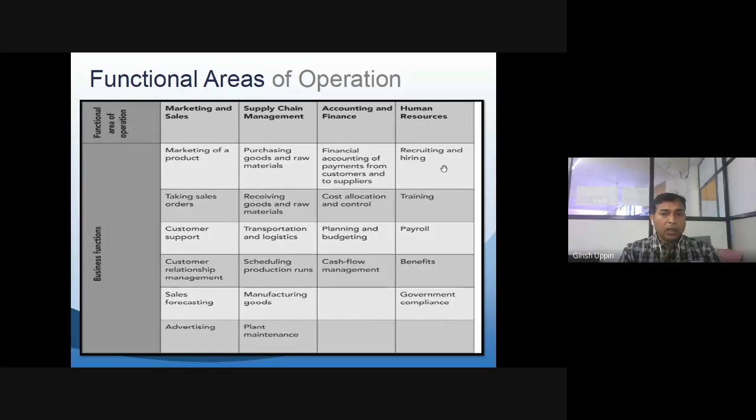Human resource. Recruiting and hiring, that is the most important activity for the HR. Then training, payroll, making sure that the payroll system is present, and whatever the salary, the taxes, and the fees, all those are deducted as per the current government regulations.